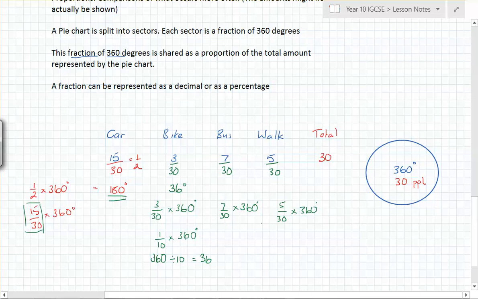Now, here's the thing. 7 out of 30, though, that doesn't simplify. You can't do it with that one. You can do it with 5. All right, let's do 5 then without calculator. So it'd be 1 over 6. You're right. So 1/6 of 360. So it's 360 divided by 6, which is 60. So that means this angle here is 60 degrees.